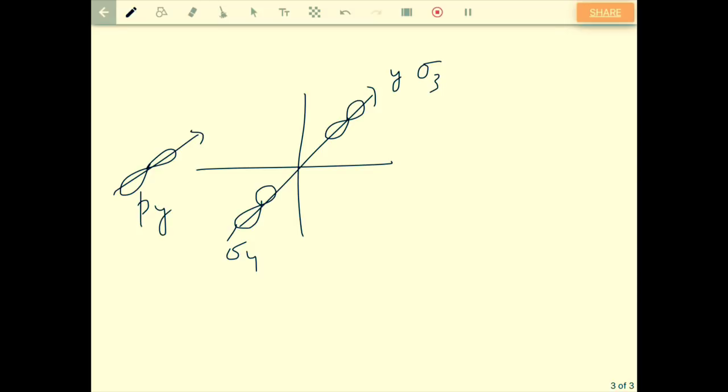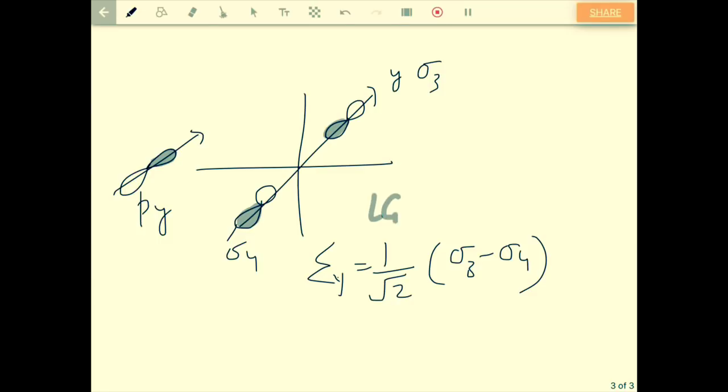So this is the orbital which can combine with this ligand group orbital, and this ligand group orbital is sigma y and its normalized wave function is like this, sigma 3 minus sigma 4. Again we can see that this is the positive part of this p orbital and this is the positive part of this py orbital. So this orbital when mixed with this can form a bonding molecular orbital and antibonding molecular orbital. So this is the LGO which can combine with this p orbital.